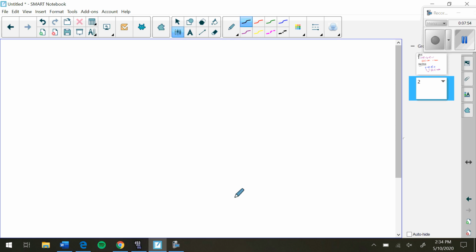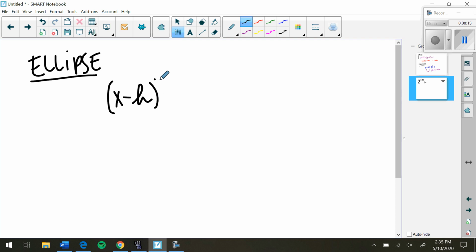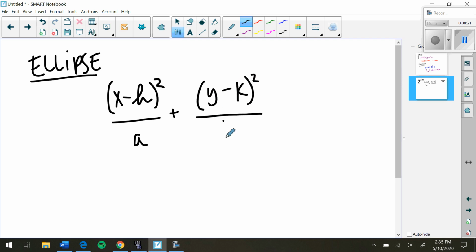The next two are going to be slightly new, even though we have seen them before, but I will graph these. So we're going to start with an ellipse. An ellipse is essentially an oval, and so it's going to look very similar to a circle would, but with a slight difference. So an ellipse will be x minus h squared over some value a plus y minus k squared over some value b is equal to 1.